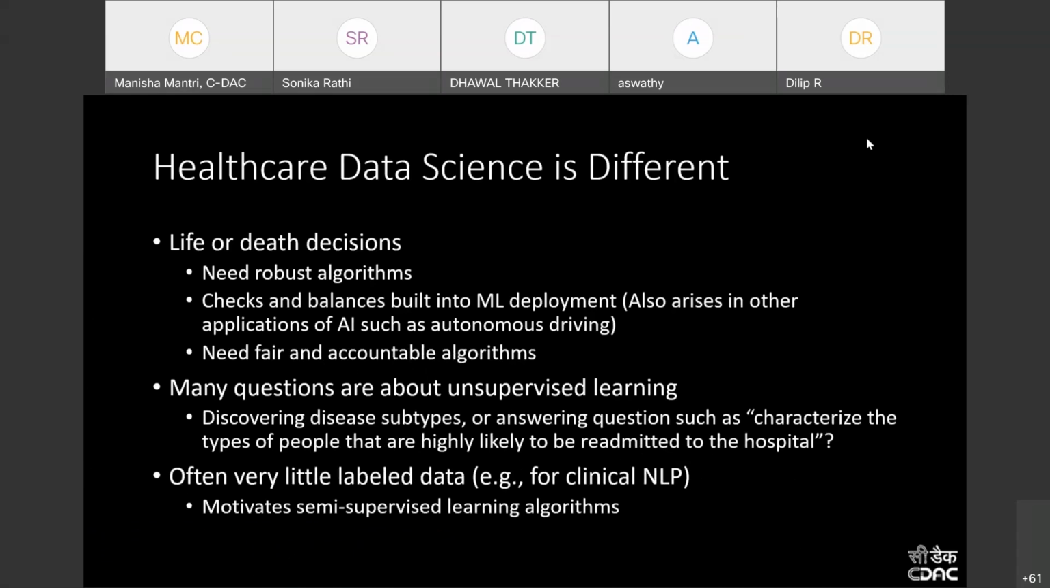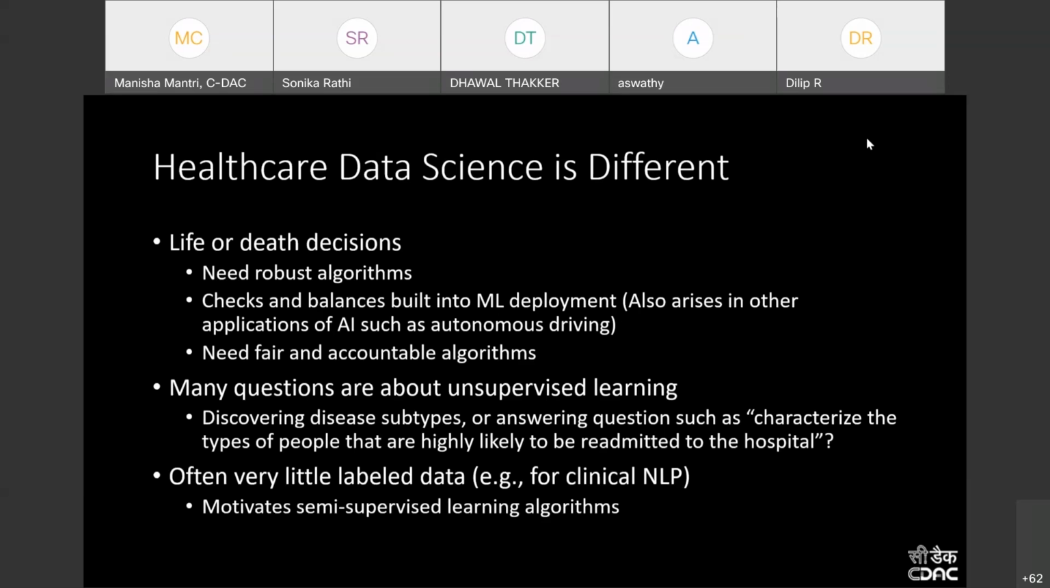So again, let's look at why it is seen differently altogether, because we take a lot of life and death decisions while we apply data science algorithms. We need robust algorithms. We need a lot of checks and balances to be done to build and deploy the ML system. Like with driverless cars, how dangerous it would be if you have a small error in your algorithm. The driverless car uses AI for autonomous driving. Similar problems are there in healthcare. We need fair and accountable algorithms here.